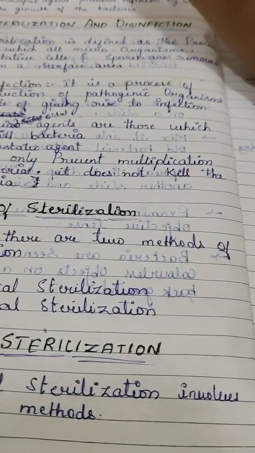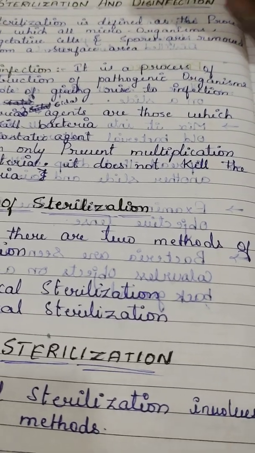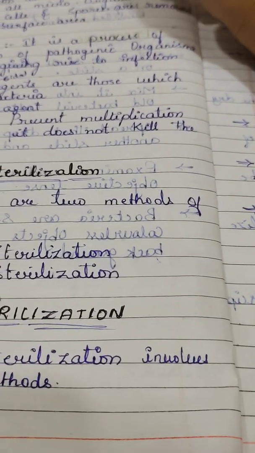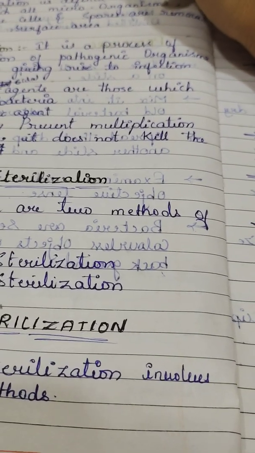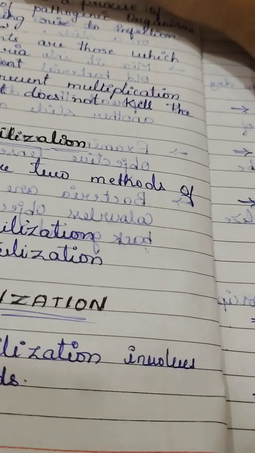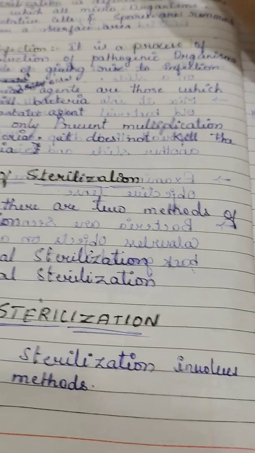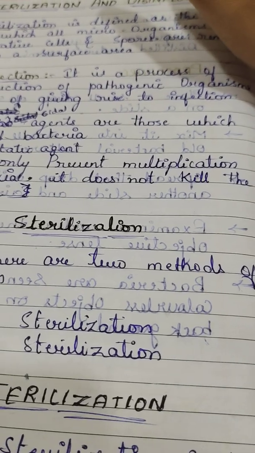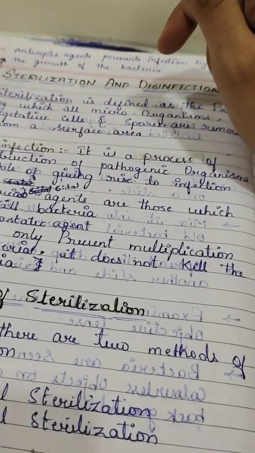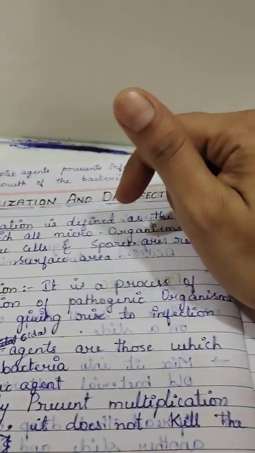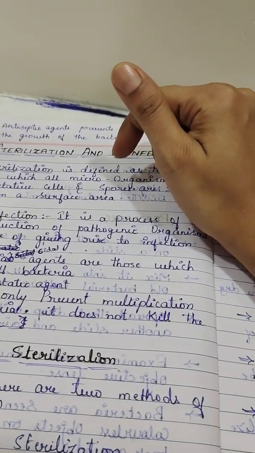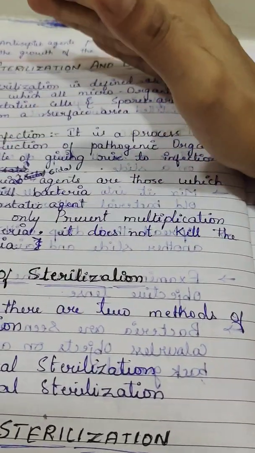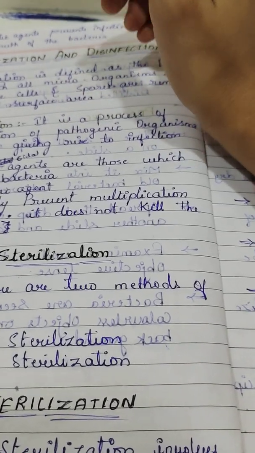So in this, bacterial agents are those which can kill the bacteria. We have some specific terms which have different kinds of properties, that is bactericidal. Bactericidal agents are the chemicals which are capable of killing the bacteria. Such kinds of agents we'll call bactericidal agents.